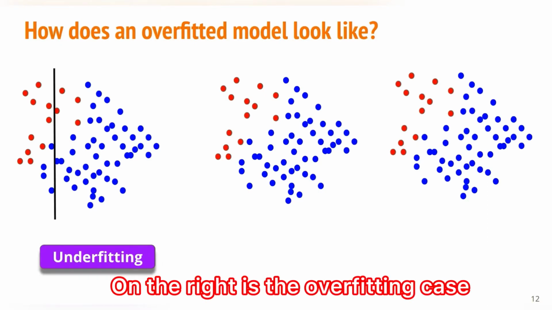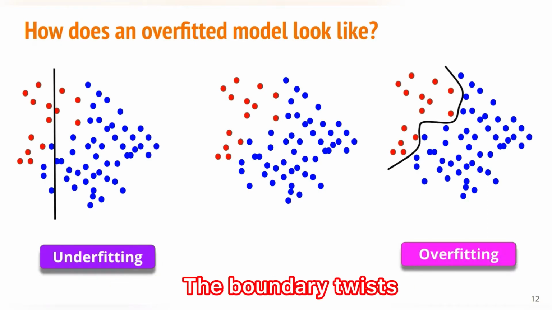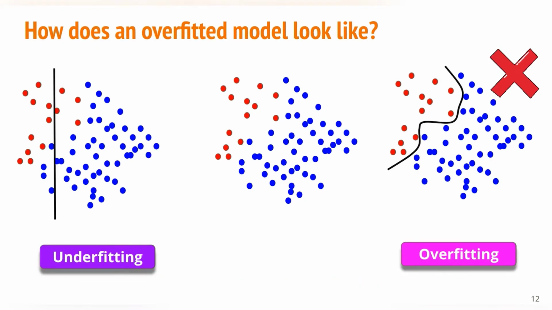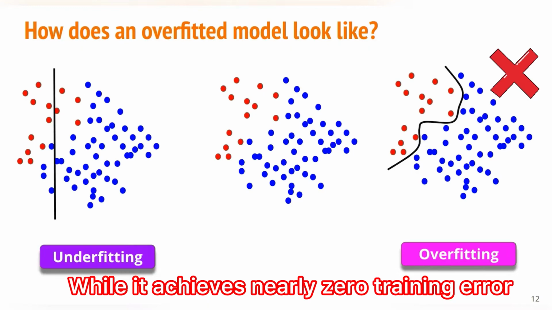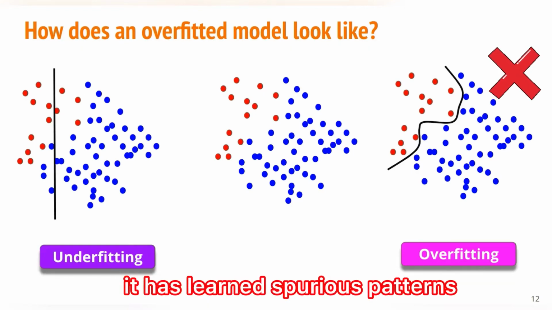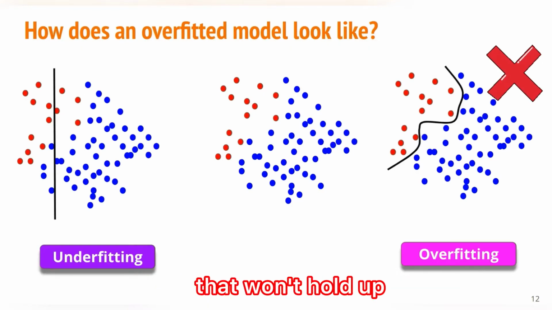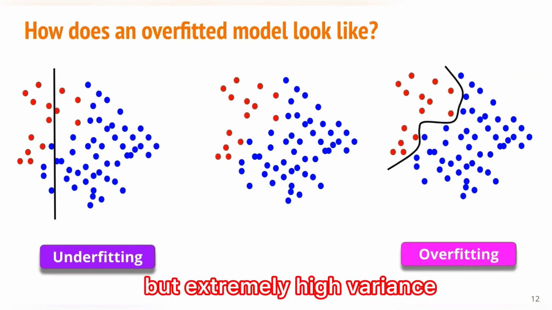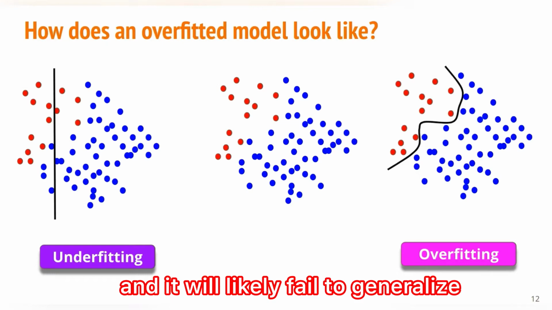On the right is the overfitting case. The boundary twists and turns to perfectly separate every red and blue point in the training data, even the noise. While it achieves nearly zero training error, it has learned spurious patterns that won't hold up when we see new data. This model has very low bias but extremely high variance, and it will likely fail to generalize.